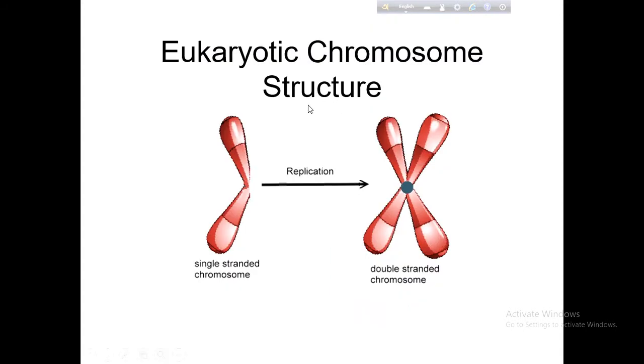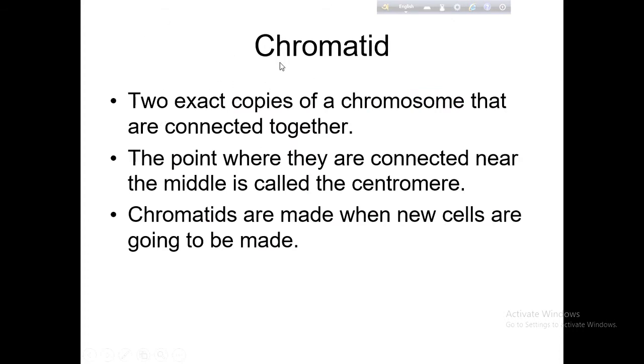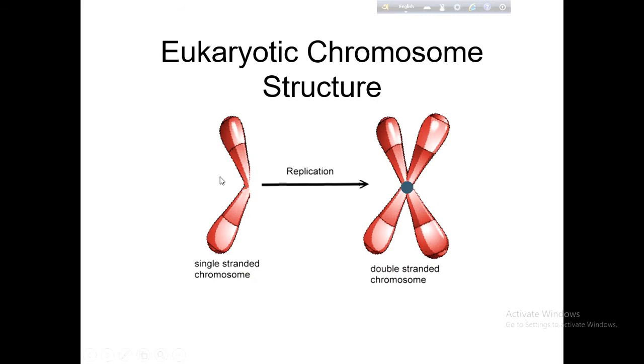As in the definition of chromatid, we have seen that two exact copies of a chromosome are connected together. And here the copies are formed. There is one single-stranded chromosome and this single-stranded chromosome is called a chromatid. This is replicated, that means they form a photocopy of themselves, and they are connected at the centromere. This is a double-stranded chromosome, or the exact chromosome. And this is a picture of eukaryotic chromosome structure.